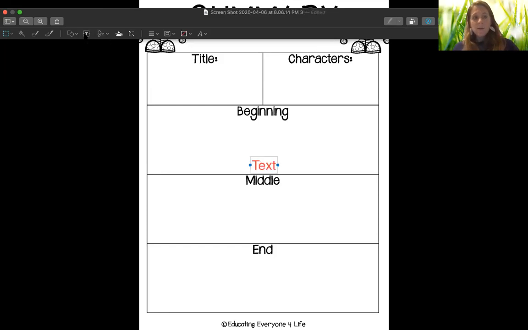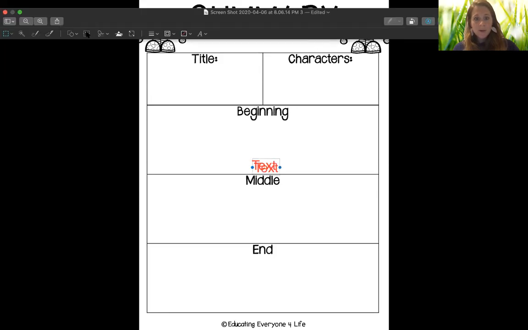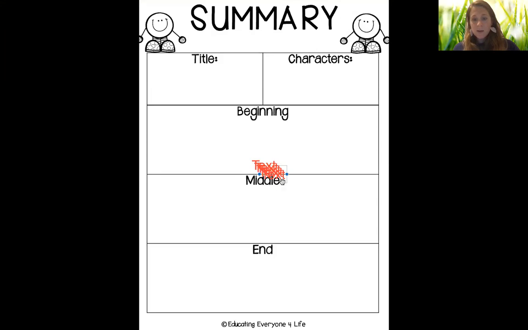If you can bear with me for a second, I'm going to do quite a few of these to move them around and get them going. And then I will help you fill this out. You can use this graphic organizer to help you write your summary paragraph.